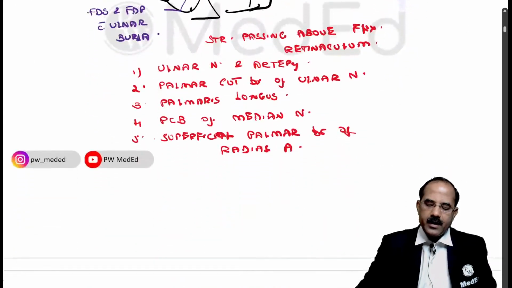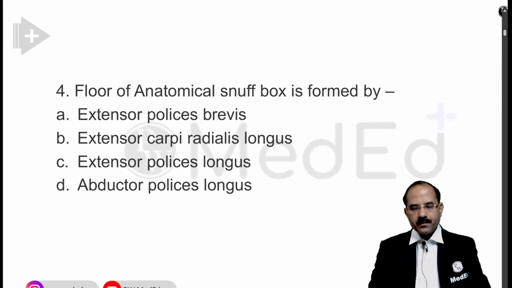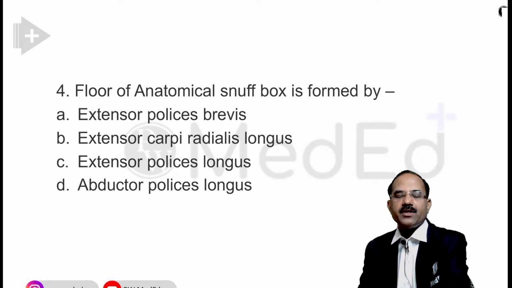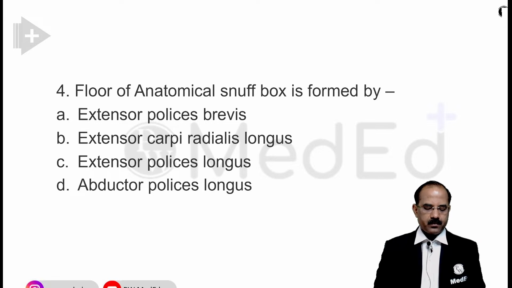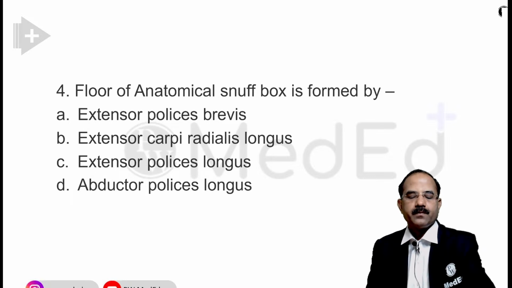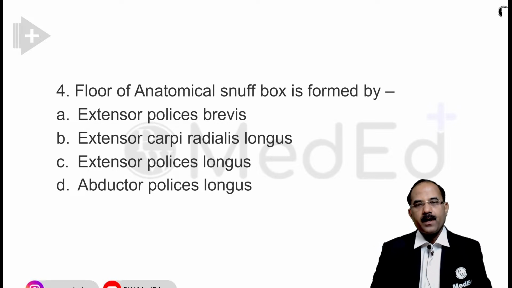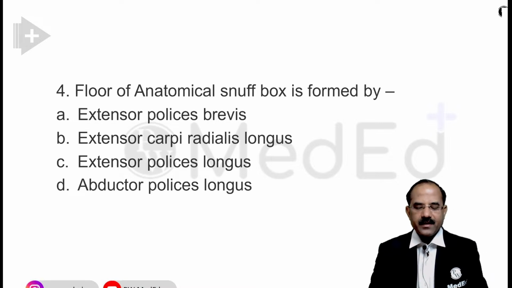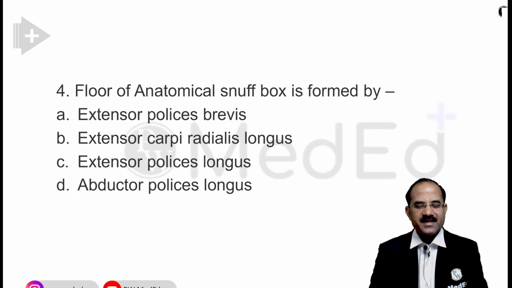Okay. Let's proceed to the next MCQ then. Floor of anatomical snuff box is formed by. If you can answer this. Is everything clear to all of you? Any doubts? Please do ask. Okay, floor of anatomical snuff box is formed by, any guesses?